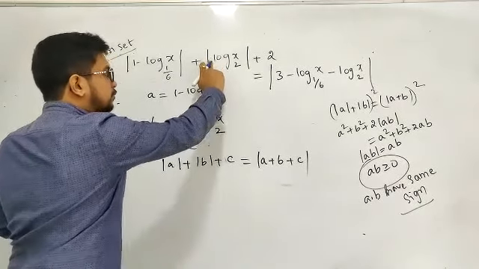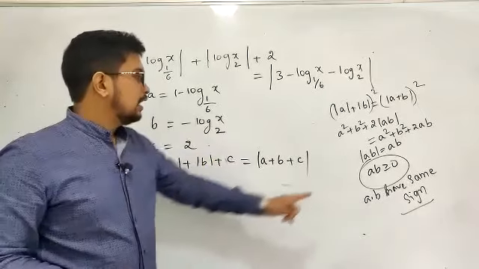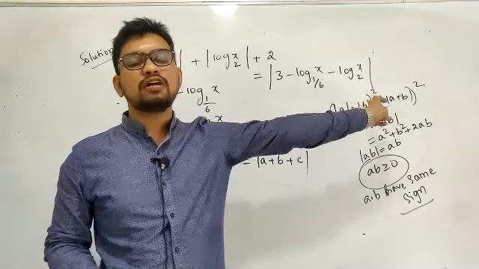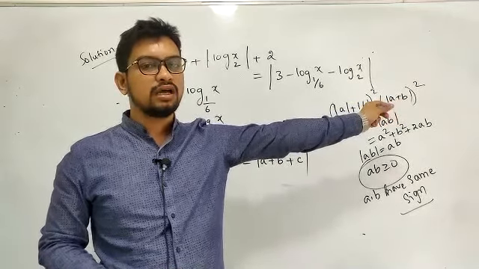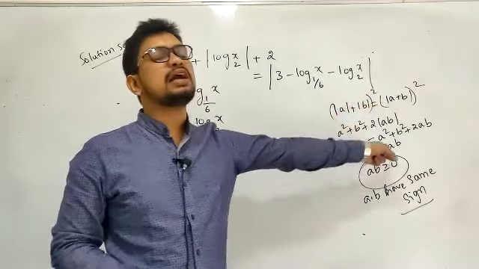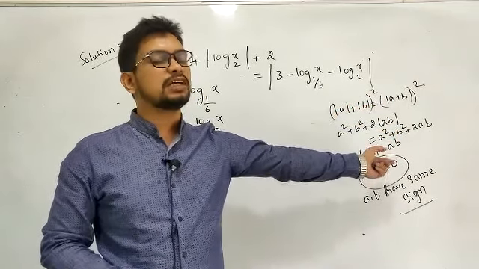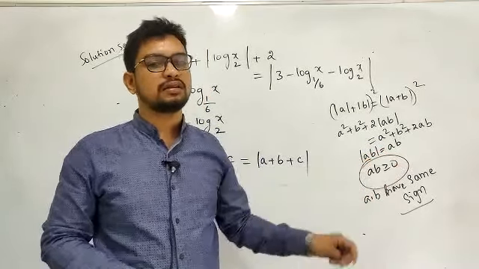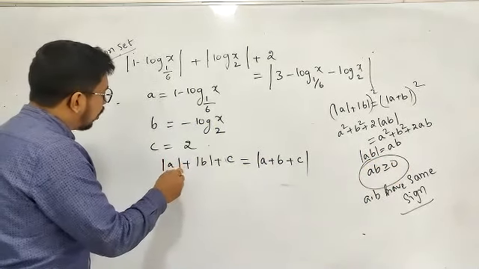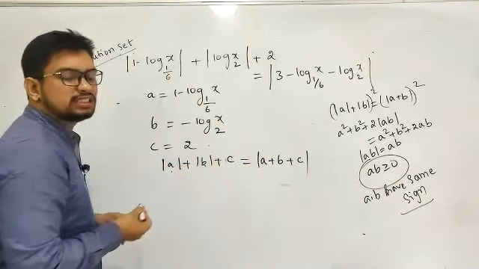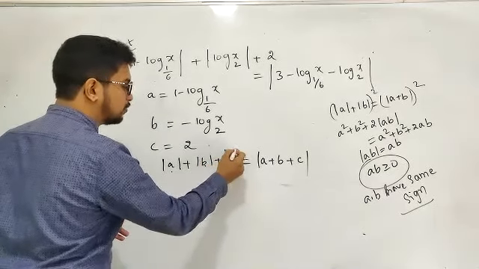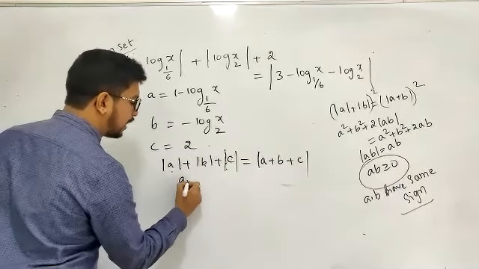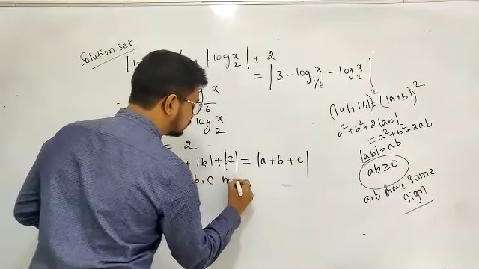For such a problem, taking the case mod A plus mod B is equal to mod of A plus B, you will get AB greater than or equal to 0, and from that the condition is that A comma B must have the same sign. Similarly, mod A plus mod B plus mod C is mod of A plus B plus C. I have to write that A comma B comma C must have the same sign.